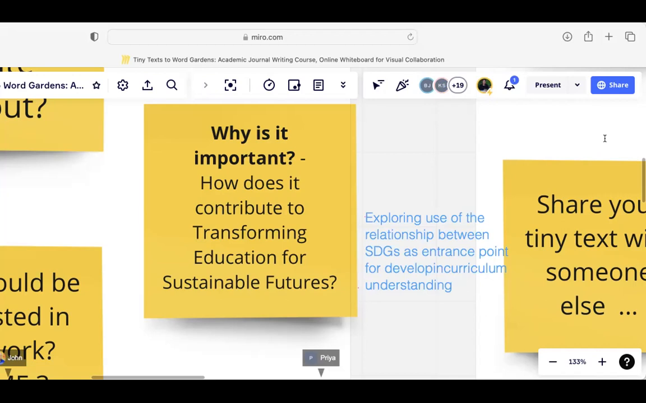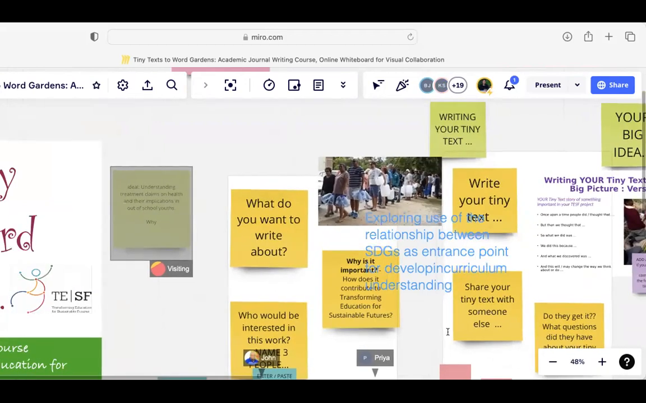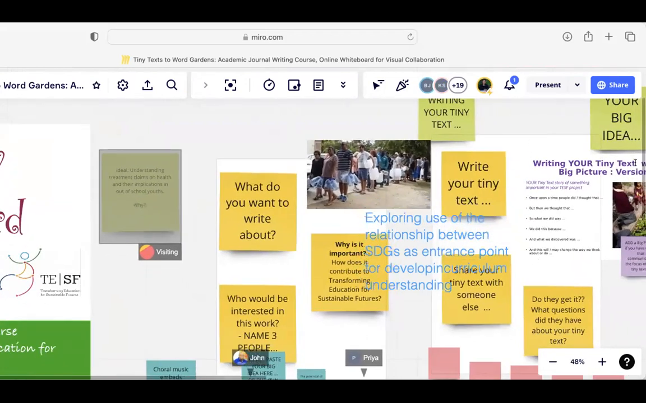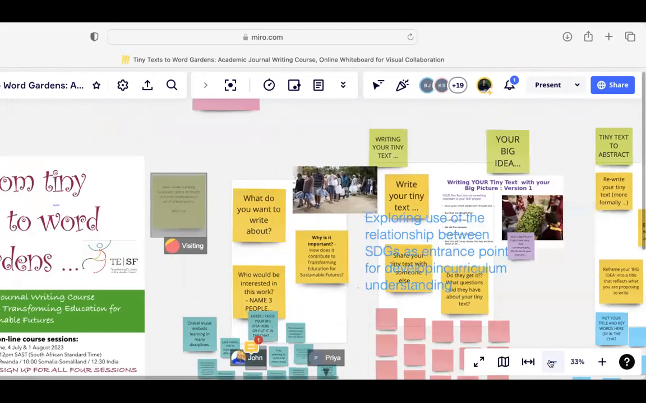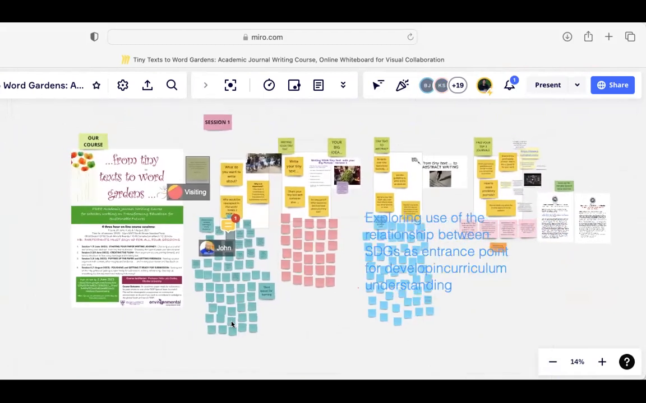Okay, so I see in the chat there's a couple of people who've come in a little bit late and are trying to see what we're doing here on this mirror board. So I'm going to go right back to the beginning. In the corner here, you go to the little minus, you get the double arrow, and you see the whole thing. Now you'll see here that most of us are working here under session 1, this first part.